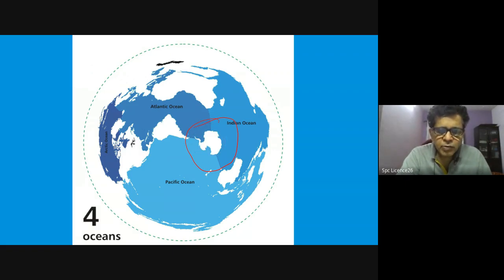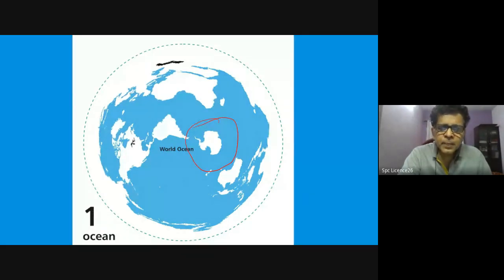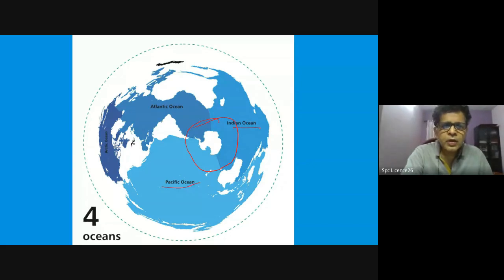Now, if you see the boundaries of the Southern Ocean, it's very interesting. You'll see that the boundaries of this ocean are circular, and it is an ocean which has been carved out of the rest of the oceans. For example, the southern part of the Indian Ocean, the southern part of the Pacific Ocean, and the southern part of the Atlantic Ocean, so to say.